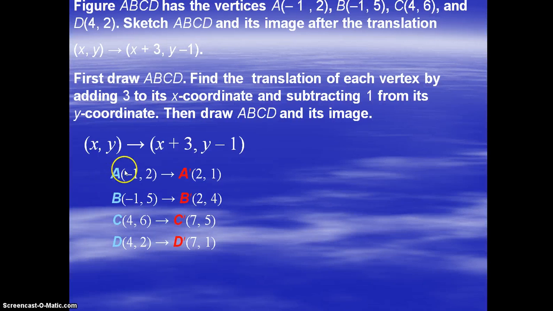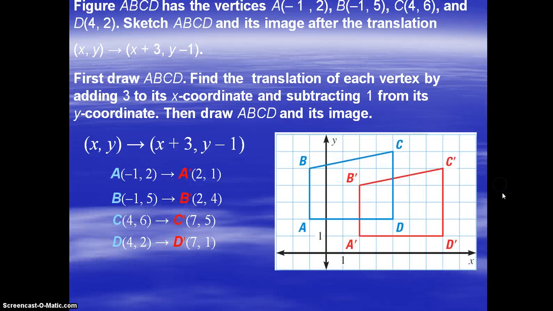So once again, I took all these x coordinates and added 3, and then all of these y coordinates and subtracted 1. So what I'm going to do is graph both of these onto a piece of graph paper, making sure you connect the appropriate points. A, B, C, D get connected, A prime, B prime, C prime, and D prime get connected. And our image and our pre-image look like this.